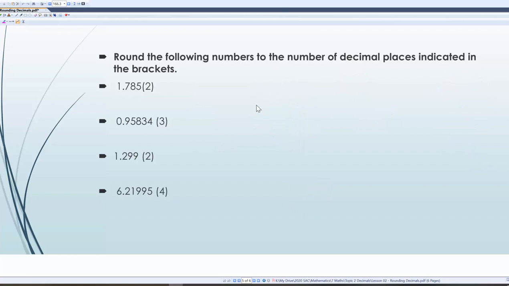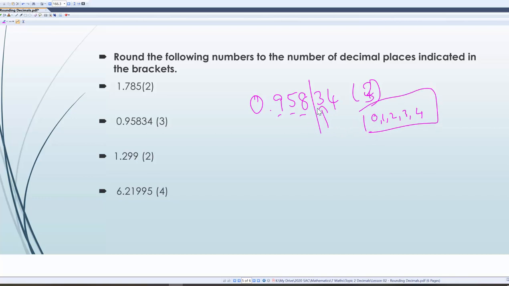What we've got is 0.95834, and we want that to 3 decimal places. So there's the first decimal place, second decimal place, third decimal place. Line goes there, and we're going to look at the critical digit. That is in this particular group here, the group that I call just chop it. So we're not going to round up, we're going to round down, or just chop the end off and go lower. So that one is 0.958.